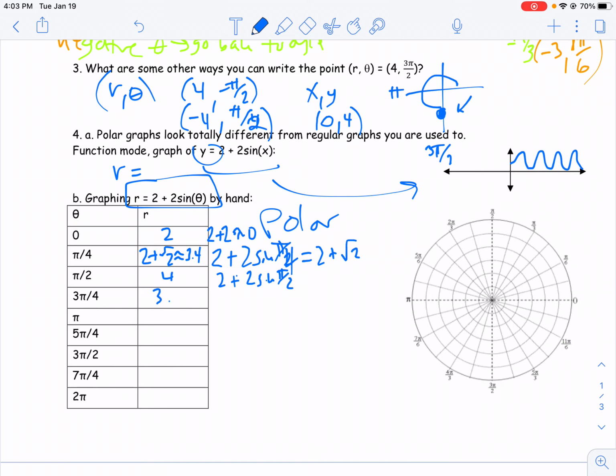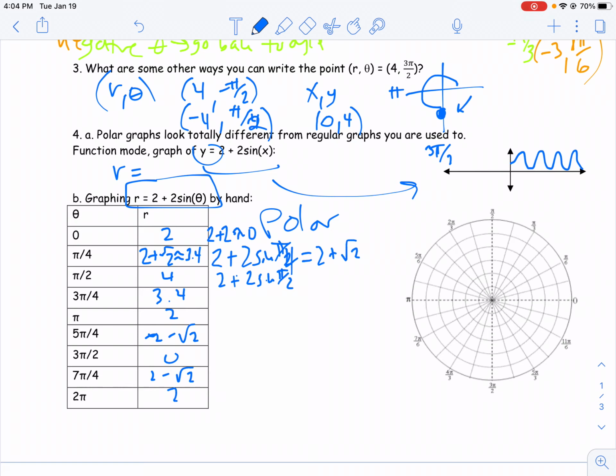I'll skip some time here. So 3.4, and then this goes to 2, and then here we end up getting roughly 2 minus root 2, and then we get 0, and then 2 minus root 2, and then we get back to 2.